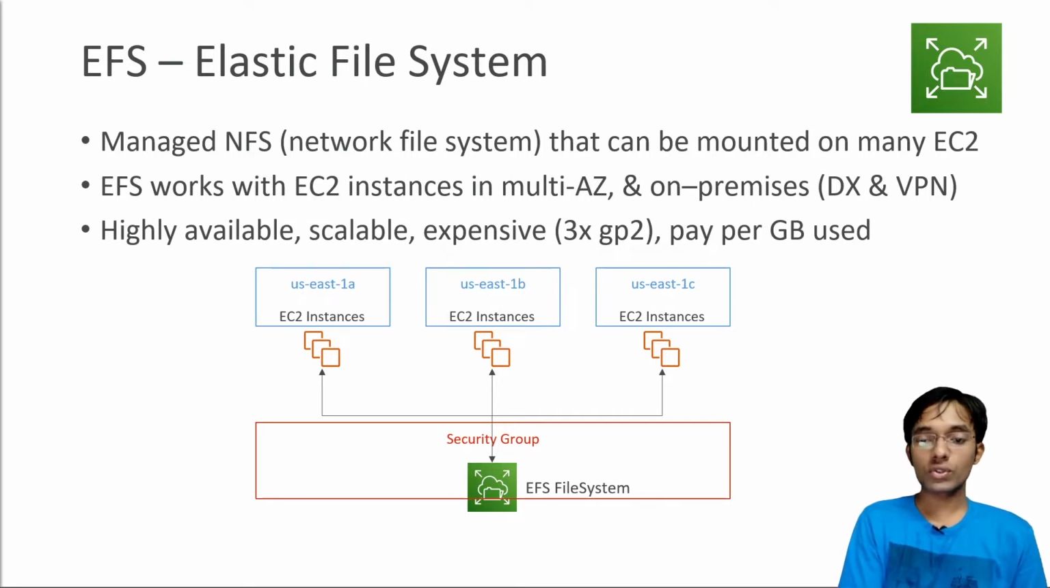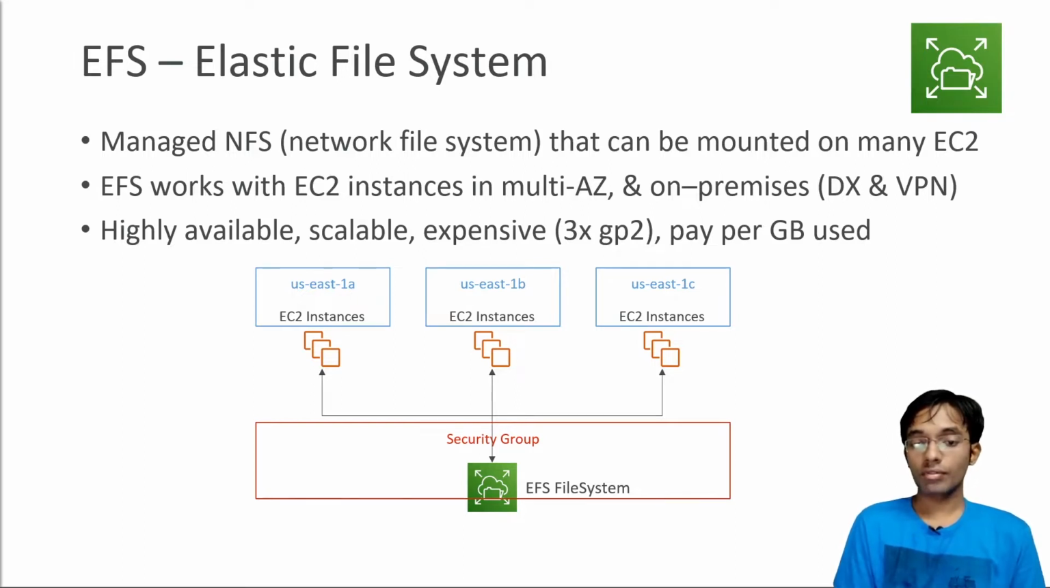And it's also going to work for your on-premises servers if you mount them, and you first need to connect your on-premises environment to AWS using Direct Connect or a VPN connection. It's highly available, it's scalable, it's quite expensive, and it's about 3 times the cost of GP2 EBS volumes, Elastic Block Store volumes. And you are going to pay per gigabyte used, which I think is quite a cool model, whereas for EBS you have to pay per gigabyte provisioned.